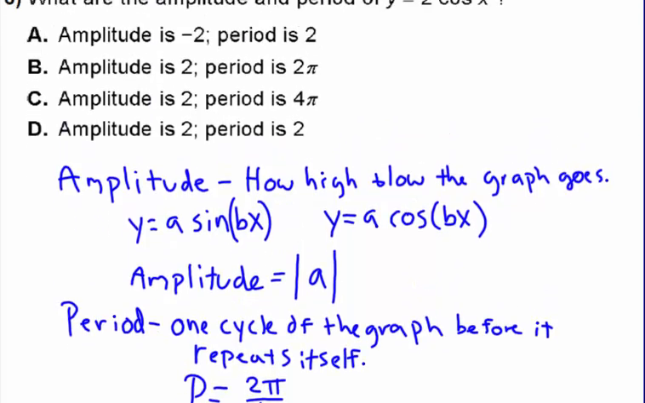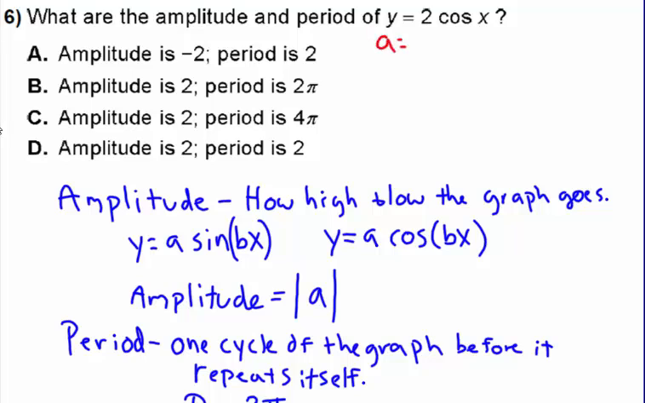So if we look at this problem here, we can see the A value is 2. So the absolute value of 2 is just 2. And then the B value is 1. So 2 pi over 1 is just 2 pi. So we have an amplitude of 2 and a period of 2 pi. So our answer would have to be B.